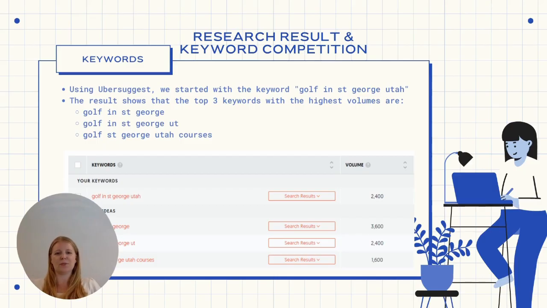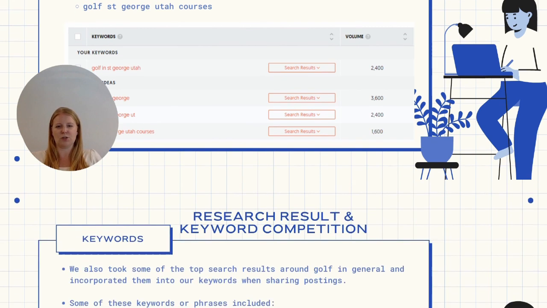So when it came to keywords, we're looking at research results and keyword competition. We used Ubersuggest, started with the keyword golf in St. George, Utah. Results showed that the top three keywords with the highest volumes were golf in St. George, Utah, golf St. George, Utah courses. So as you can see, some variation of the word golf and then St. George, Utah for the locations of find a golf course. We found that once people came to the page, they were really scrolling through and looking at the different options of the golf courses. So that aligned with what people were searching for in the search results.